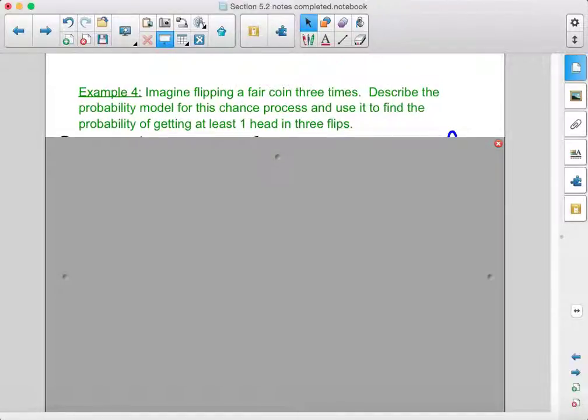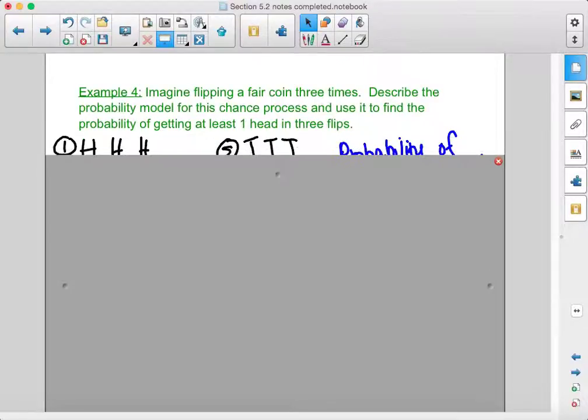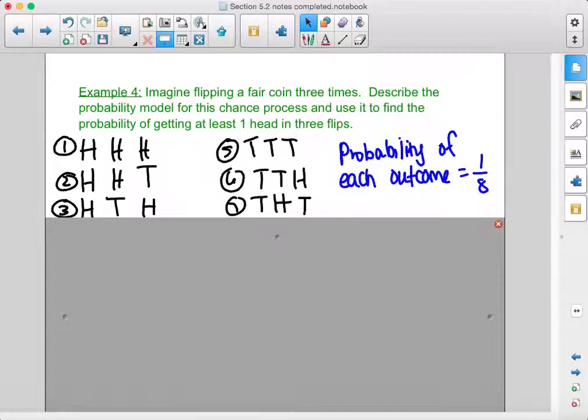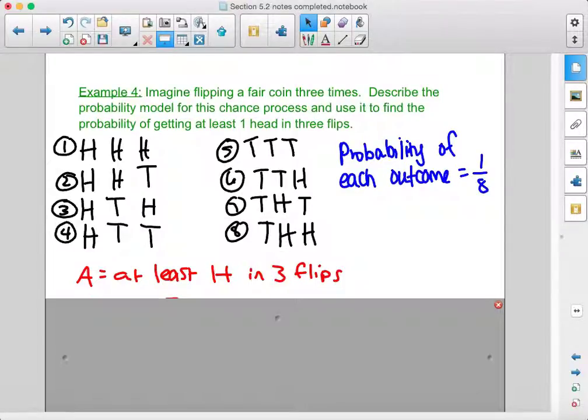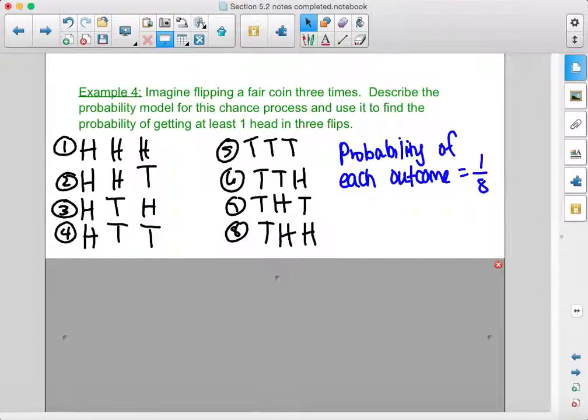Now in example 4, it says imagine flipping a fair coin 3 times. Describe the probability model for this chance process and use it to find the probability of getting at least one head in 3 flips. So first let's do the probability model. A probability model consists of listing all your possible outcomes and including a probability for each outcome. So you can see up here on the top of the slide I have 8 possible outcomes when it comes to flipping a coin 3 times. And the probability that each outcome occurs, since it's equally likely, is just 1/8.